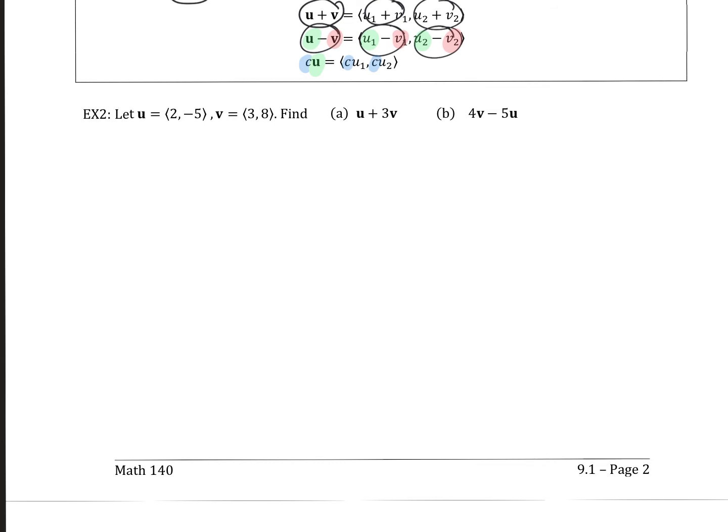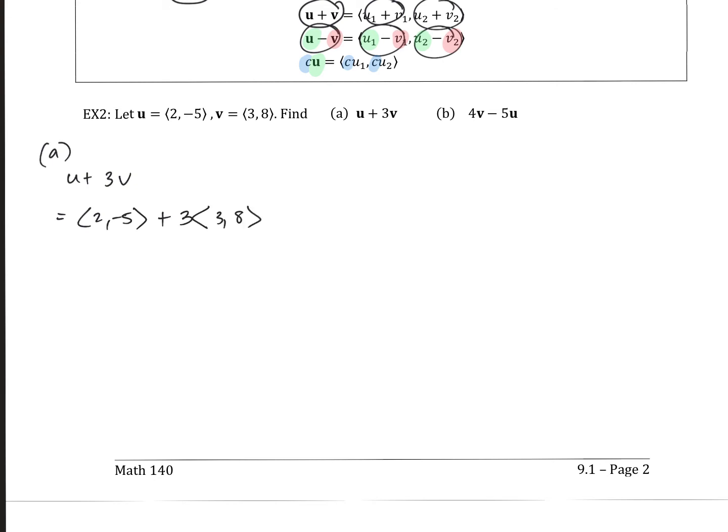So now, example 2. Let U equal 2, negative 5, and V equal 3, 8. Find A, U plus 3V, and B, 4V minus 5U. Sorry, for V minus 5U. So looking at A. Well, we're going to have U plus 3V, and what's that going to equal? What is U? U is 2, negative 5, plus 3 times V, which is 3, 8.